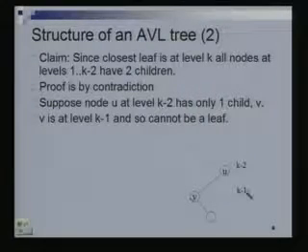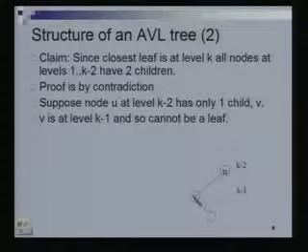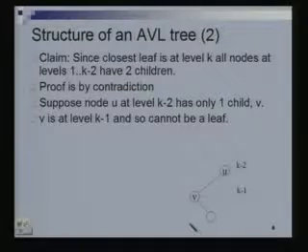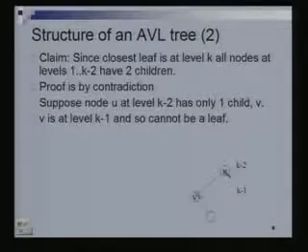So v is at level k minus 1, so it cannot be a leaf because our closest leaf was at level k. Then this will disrupt the AVL property. So it has to have another child. I have shown only one, but it can also have 2 children. No harm. But this node u has only one child.